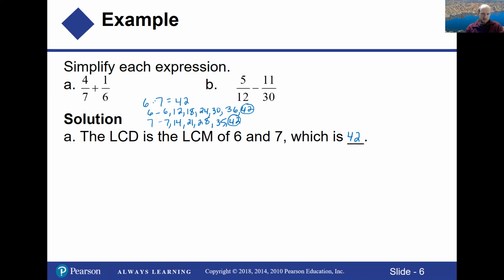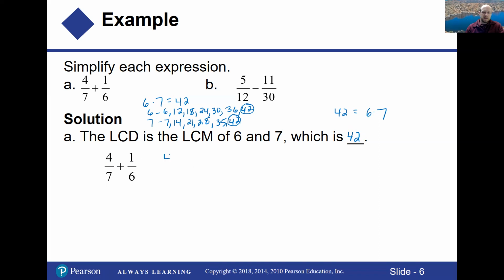Now, this trick here of taking 6 times 7 will always get you a common multiple, but maybe not the least common multiple. So for example, if I have 12 and 30 in the next one, we'll do that in a little bit. But let's just focus on 4 over 7 plus 1 over 6. Okay, so let's now add these together. Well, this least common multiple of 42, I said that I can break that into 6 times 7.